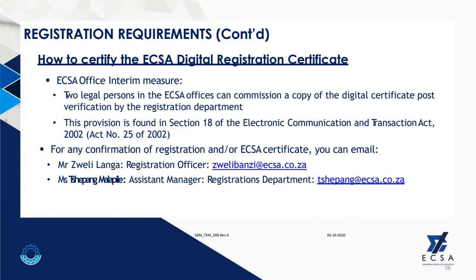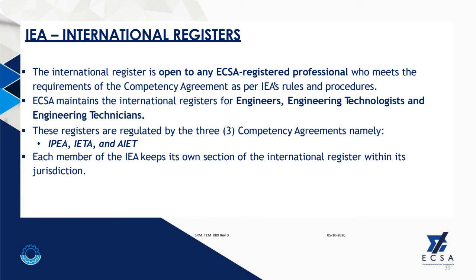Moving further, we spoke about the International Engineering Alliance. It's also a presentation on its own. ECSA is a signatory to the International Engineering Alliance in terms of the educational accords: the Washington Accord for the engineers, the Sydney Accord for the engineering technologists, and the Dublin Accord for the engineering technicians. The names there are the towns in which the meeting was held, where those accords were signed. And then over and above that, ECSA is also a member of the professional competency agreements, the first one being the International Professional Engineer Agreement, or IPEA, that links with the Washington Accord. Then you also have IETA, which is the International Engineering Technologist Agreement, that links with the Sydney Accord for the engineering technologists. And we've got the latest one that was established in 2016, which is AIET, the Agreement for International Engineering Technician, that links with the Dublin Accord. So ECSA participates in all of those in terms of the international register for professional registration.